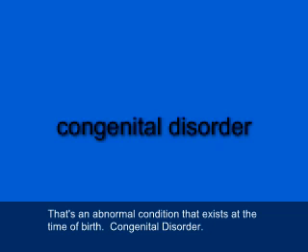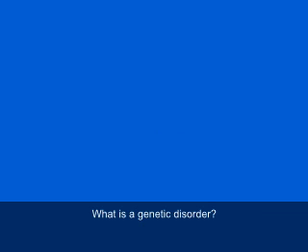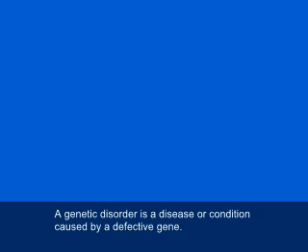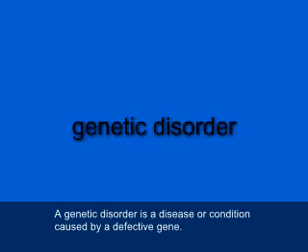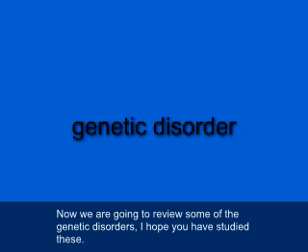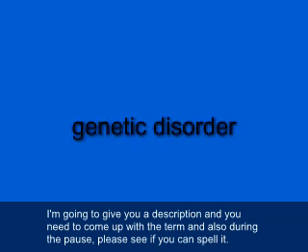It's spelled C-O-N-G-E-N-I-T-A-L D-I-S-O-R-D-E-R. What is a genetic disorder? A genetic disorder is a disease or condition caused by a defective gene. Now we're going to review some of the genetic disorders. I hope that you've studied these. I'm going to give you a description and you need to come up with the term. And also, during the pause, please see if you can spell it.